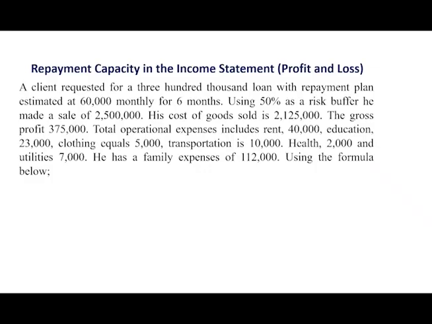Total operational expenses include rent, $40,000, education, $23,000 only, clothing equals $5,000, transportation is $10,000, health, $2,000 and utilities $7,000. He has family expenses of $112,000. Using the formula below, 1. Find his disposable income. 2. Find the actual repayment capacity ratio.